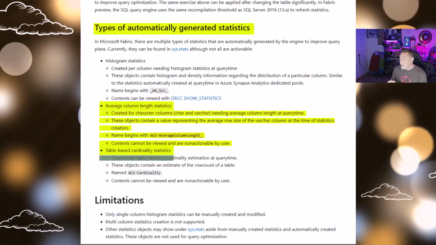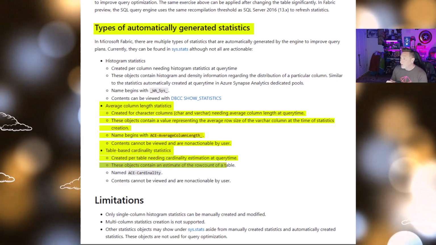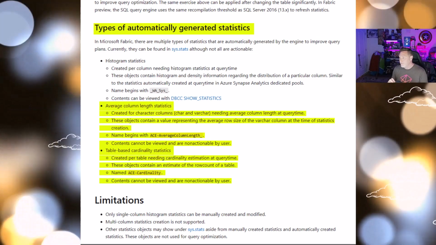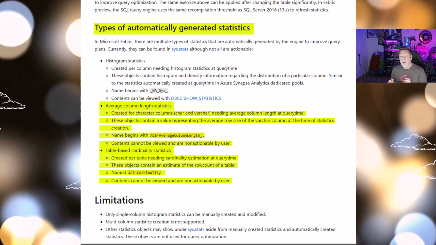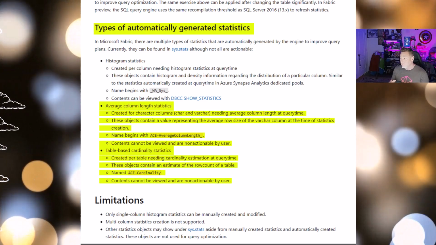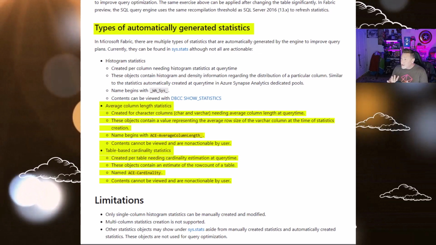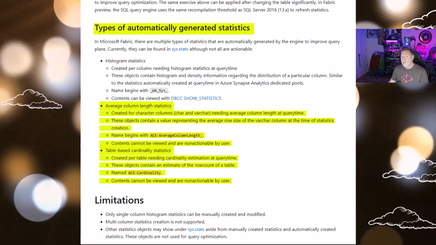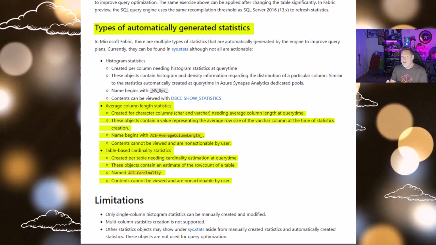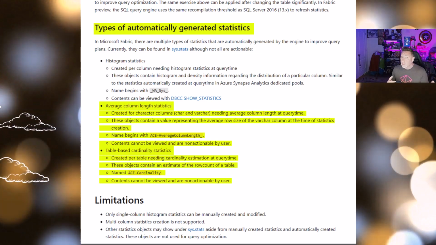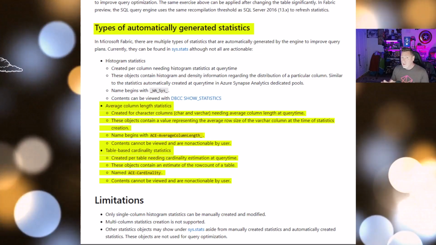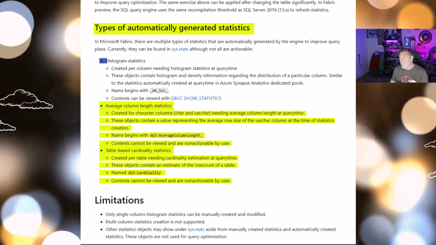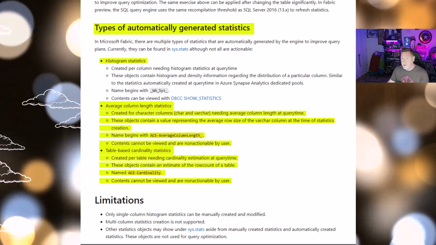Our second is a table-based cardinality statistic created per table needing cardinality estimation at query runtime. They are named ACE-cardinality. Also, the contents cannot be viewed by the user. But these two objects, we're going to see them when we look at our statistics DMV, when we also look at the statistics in SSMS or over on Azure Data Studio. So important to keep in mind what these are. Very important new statistics, but we're going to focus on the histogram statistics.